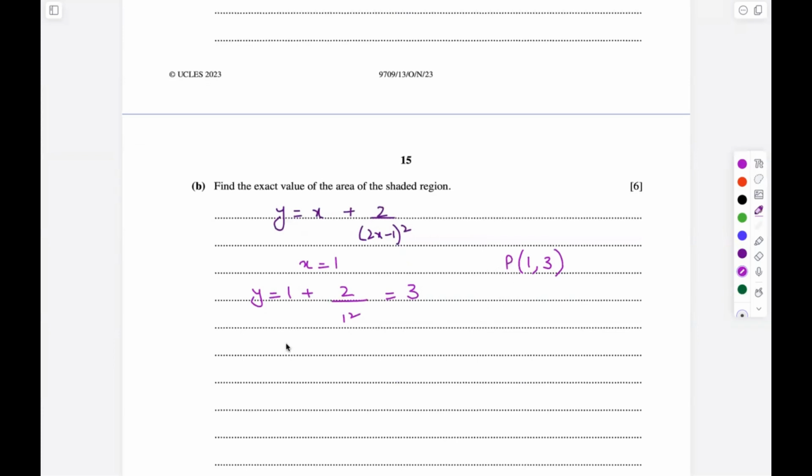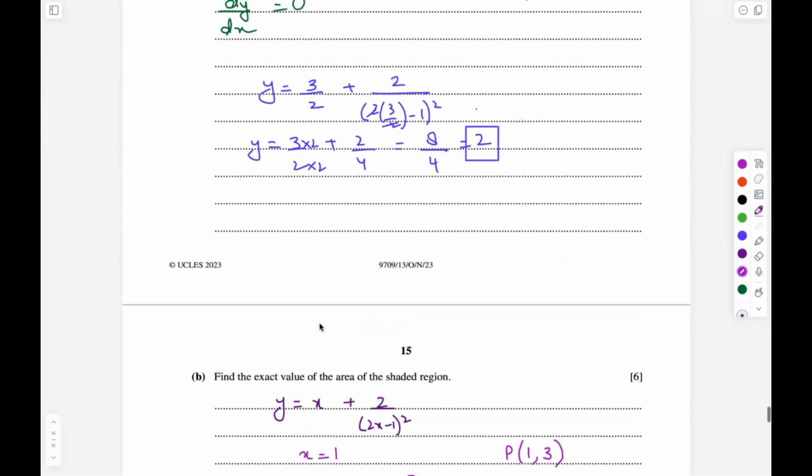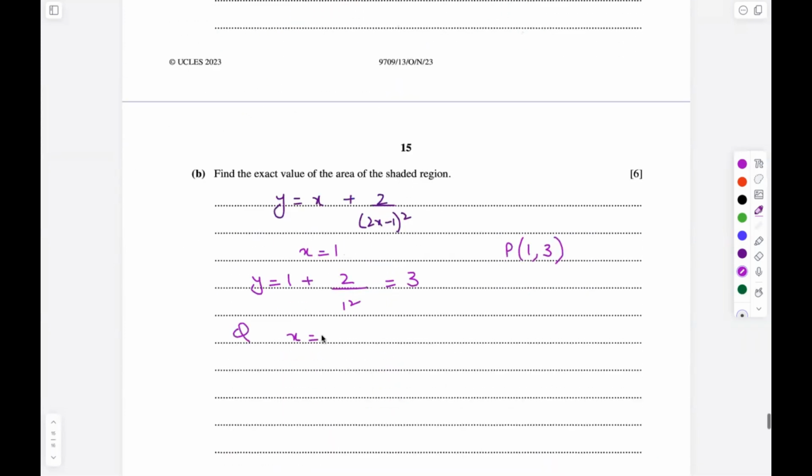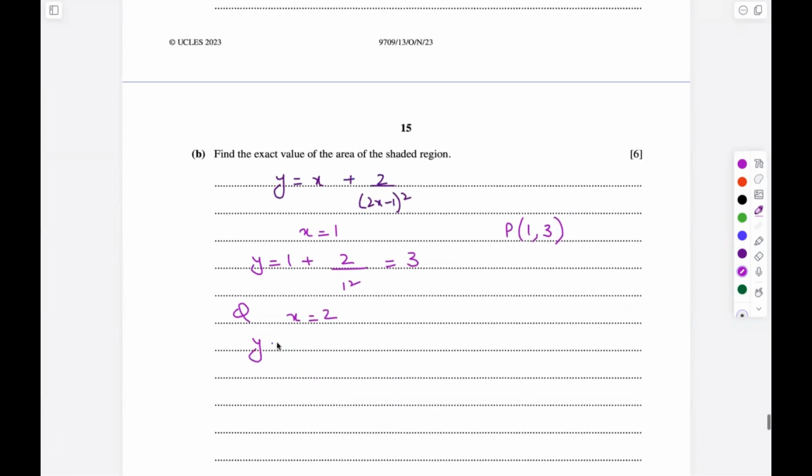And now Q has an x coordinate of 2. So for Q, the x coordinate is 2. So that will become y equals 2 plus 2 upon, and that will become 2 times 2, 4, 4 minus 1 is 3. So that will become 2 upon 3 squared. So that will become 2 plus 2 upon 9. Taking the LCM, 9 times 2 will become 18 plus 2, which will become 20 upon 9.